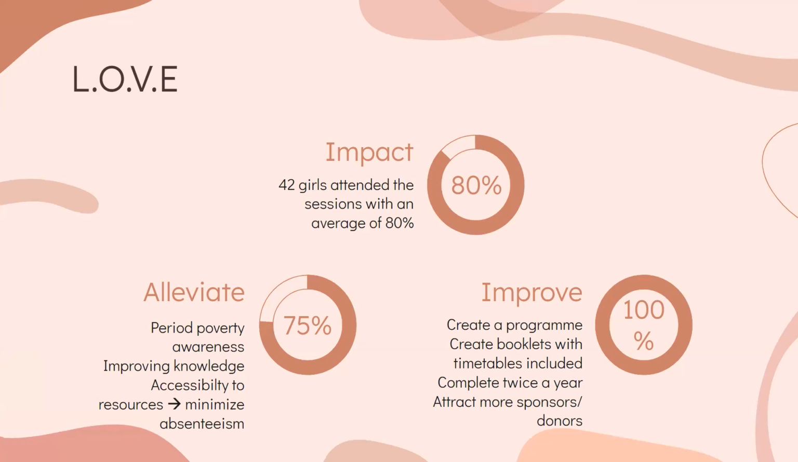And then how did I alleviate this issue? I think I accomplished it at around 75%, because I did a bit of period poverty awareness with the girls, improving their knowledge and also the accessibility to resources. And that later on minimizes absenteeism, because that was the whole point. We're trying to ensure that they get access to education. And then how could I improve the project?